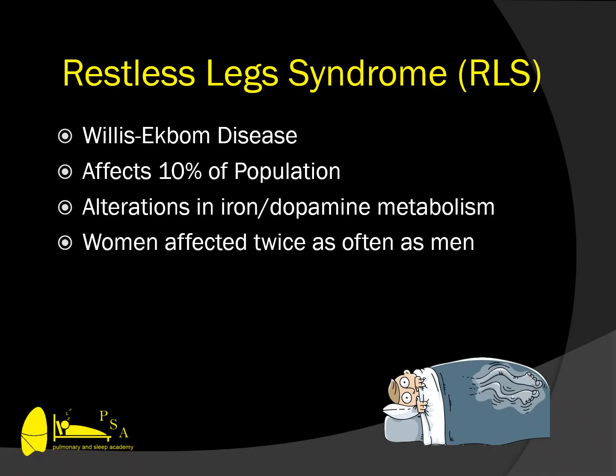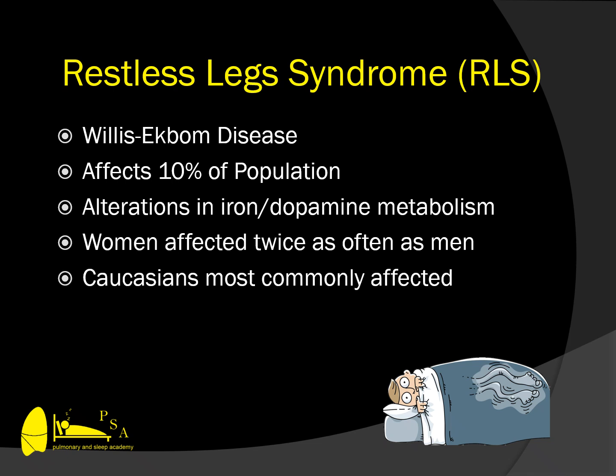Women are affected twice as often as men, and Caucasians are most commonly affected. In most studies, it's suggested that Scandinavian populations have this with the greatest prevalence. 60% of patients with restless leg syndrome have a family history, and many of these have an autosomal dominant form of familial restless leg syndrome, and therefore the patient will have one or both parents that have restless leg syndrome, and perhaps other family members with it.